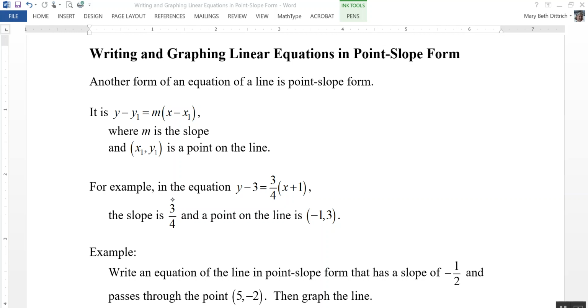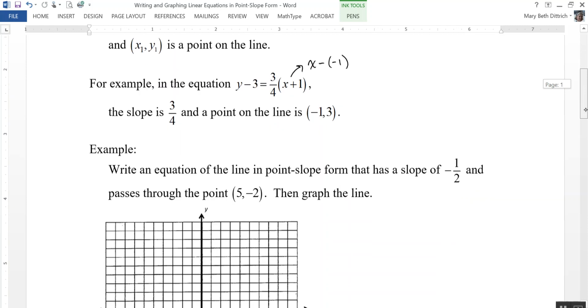So for example, in the equation y minus 3 equals 3/4 times the quantity x plus 1, the slope is 3/4, because that's the number in front of the parentheses, and a point on the line is -1, 3. Notice that this looks like a positive 1 and this looks like a -3. But notice that the formula uses subtraction. So y minus 3, so your y1 is going to be 3. But here I could think of this x plus 1 as being x minus a -1, because the formula has a minus in it, so it's x minus a -1.